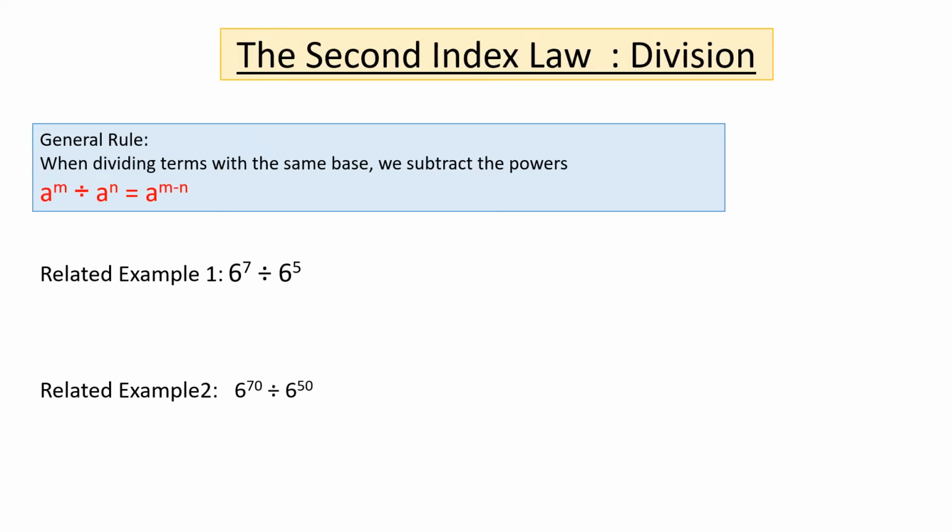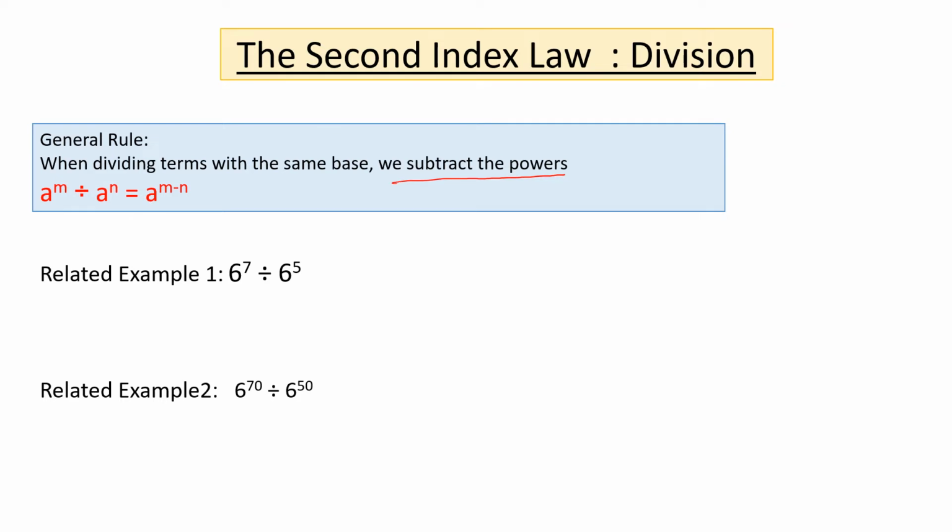The second index law is related to division. General rule: when dividing terms with the same base, we subtract the powers. This is very important here. Now we are going to subtract the powers. A raised to the power m divided by a raised to the power n equals a raised to the power m minus n. We subtracted the powers here.